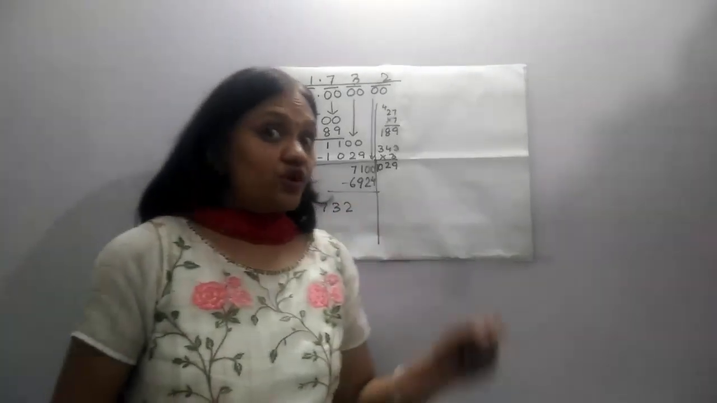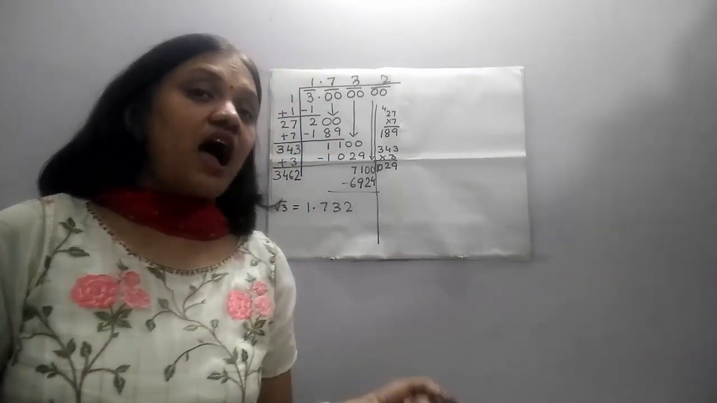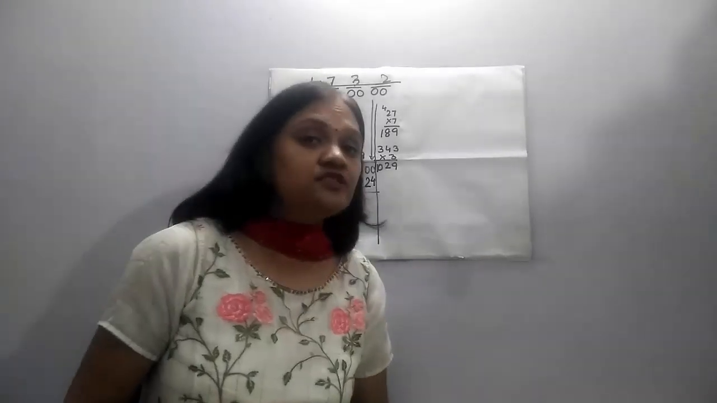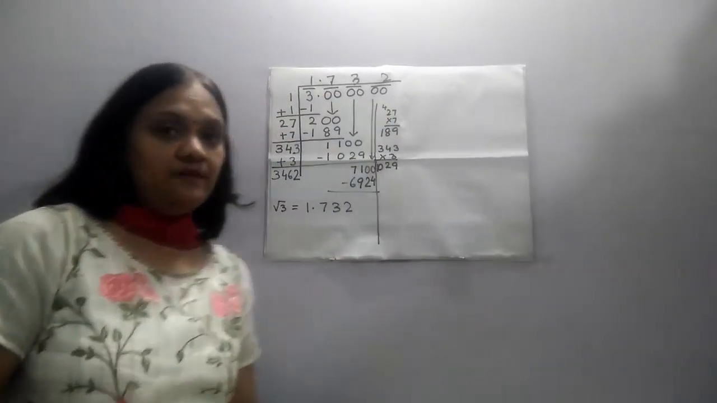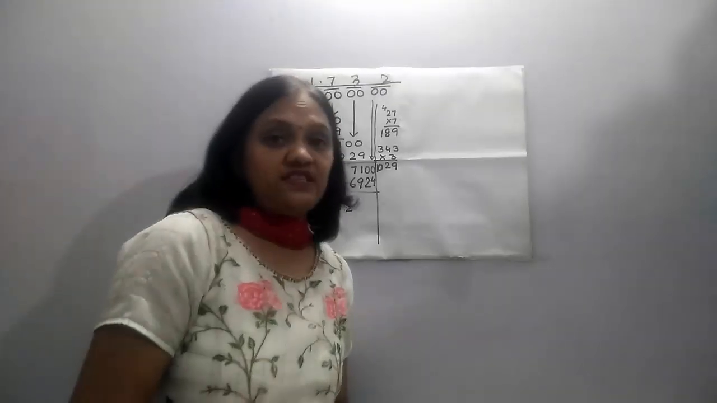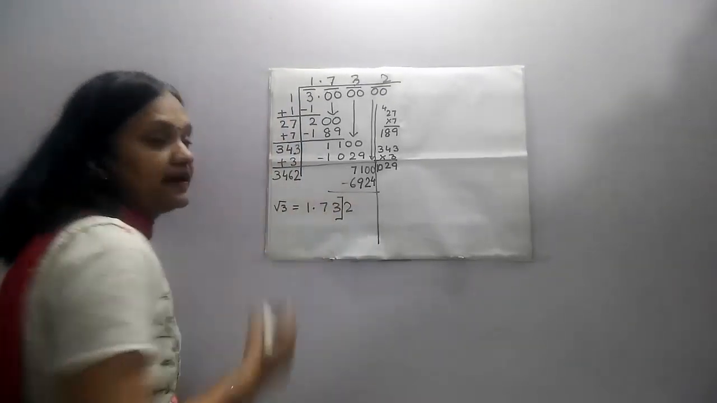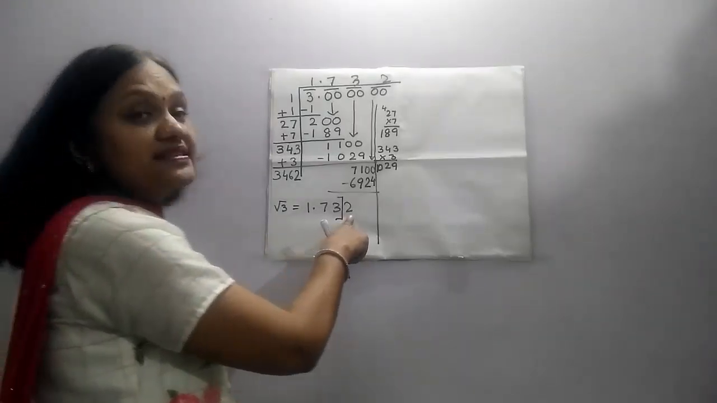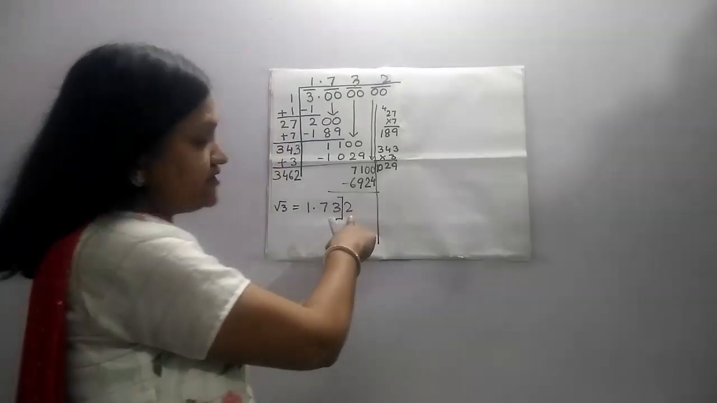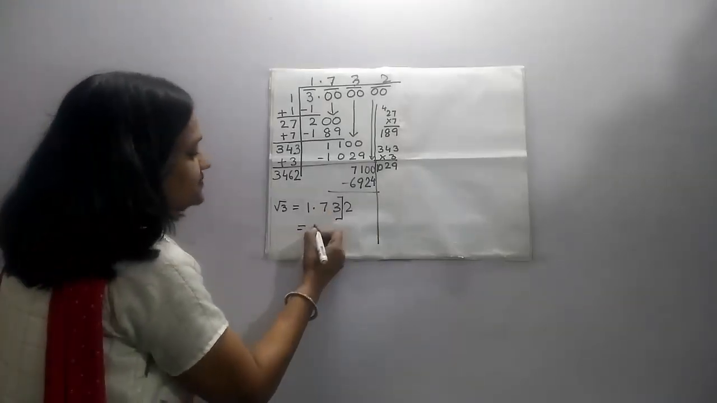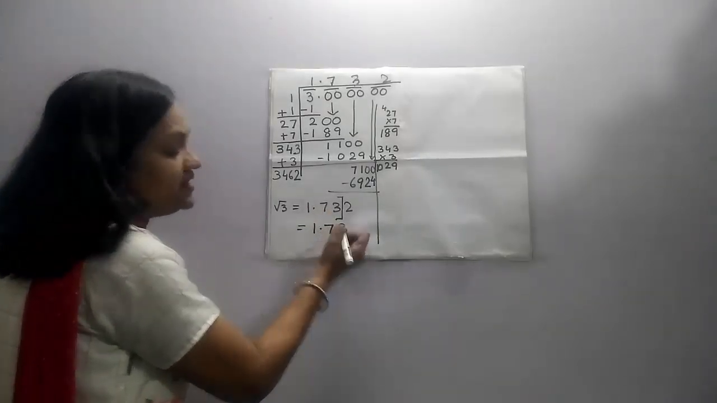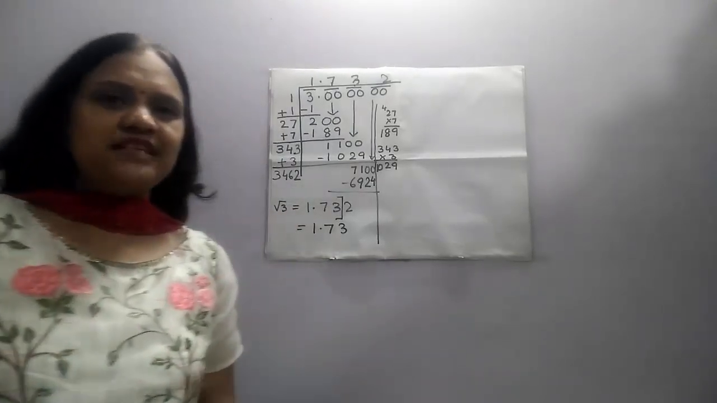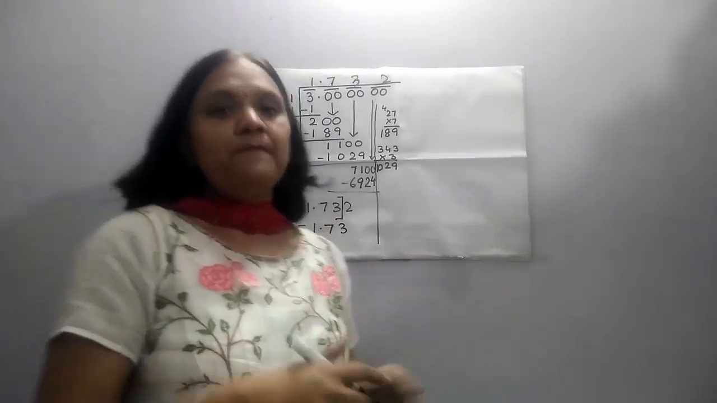What was the question? The question asked you to find your answer correct to 2 places of decimal. Whenever you have such a question, you have to first find 3 digits after the decimal and then round off to 2 places of decimal. So we need an answer till here. Now, is this 5 or greater than 5? No. So since this isn't 5 or greater than 5, our answer is 1.73.